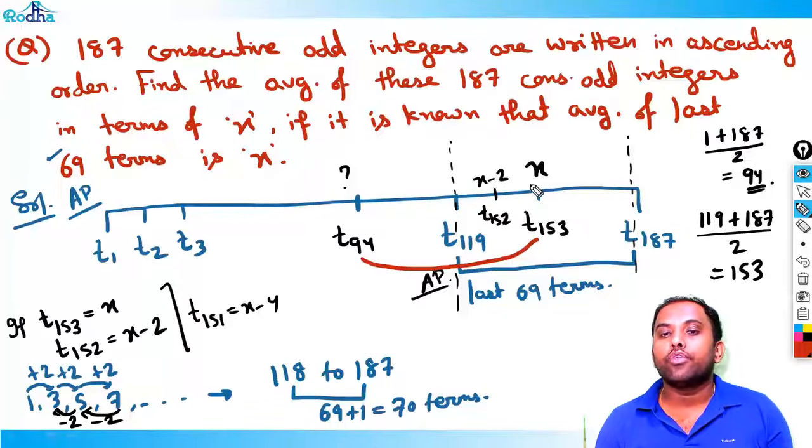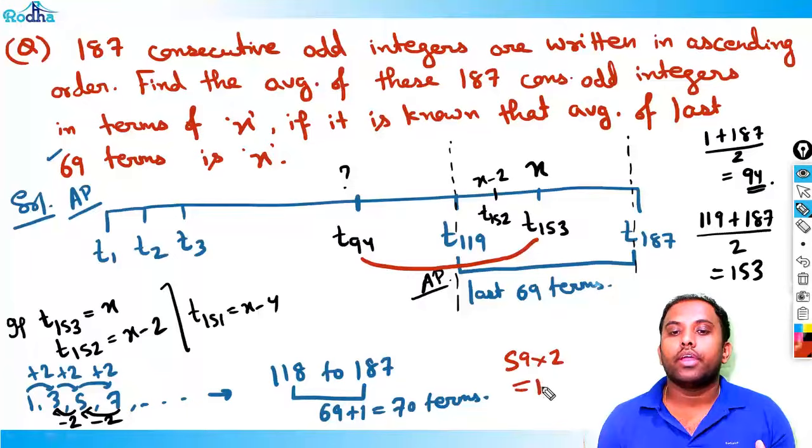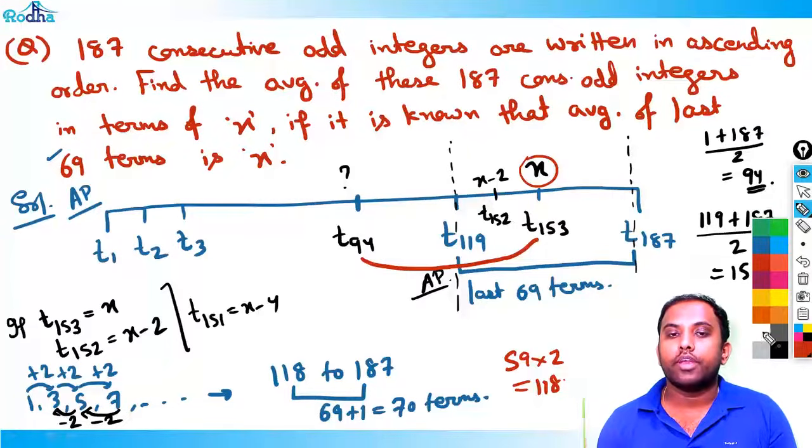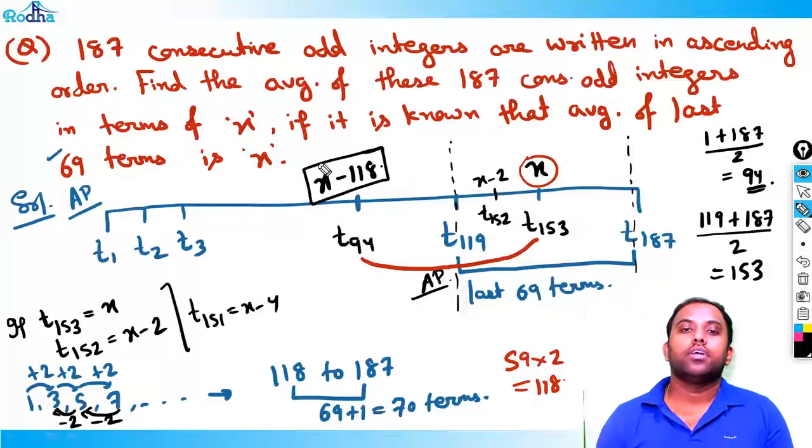So you have to go 59 terms beyond. Each term decreases by 2, so 59 terms decrease by 59 into 2, that is 118. So x becomes x minus 118. So T94 is x minus 118. So x minus 118 is your answer.